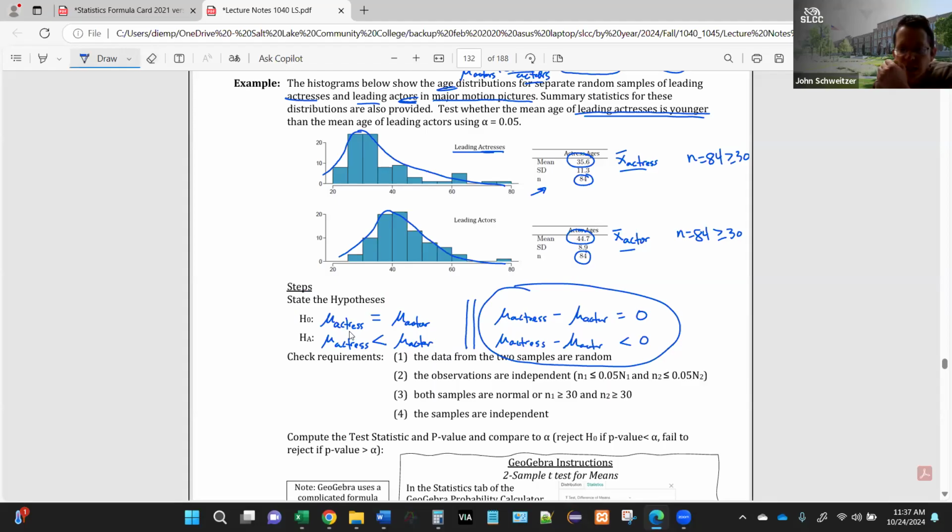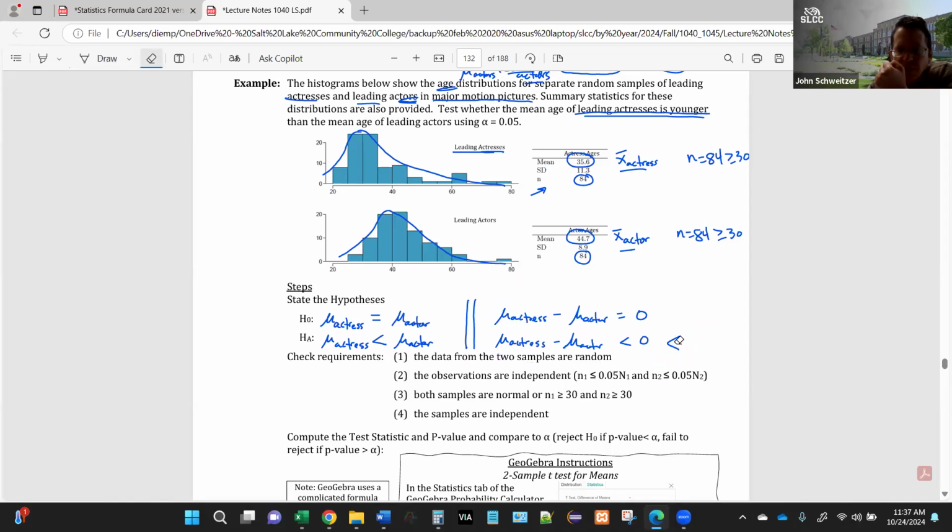So we can move mu actor to the other side. And so an equivalent way of writing the null is to say mu actress minus mu actor equals 0. In other words, there's no difference between the two means. And then the equivalent way of expressing the alternative would be to say that mu actress minus mu actor is less than 0, which is the same as saying actresses are, on average, younger than leading actors. Okay. All right.